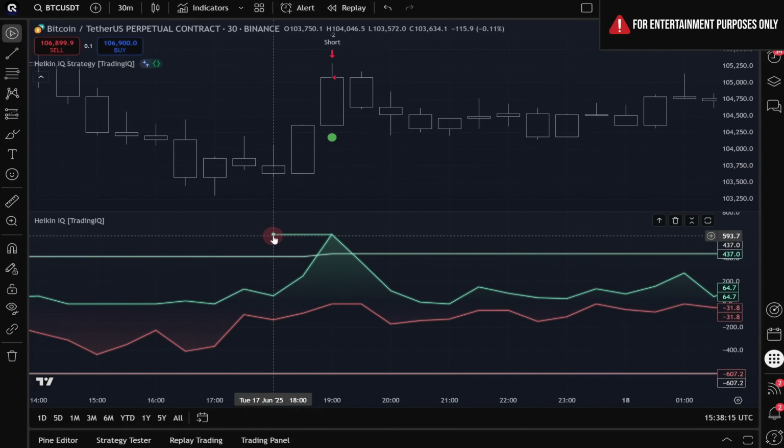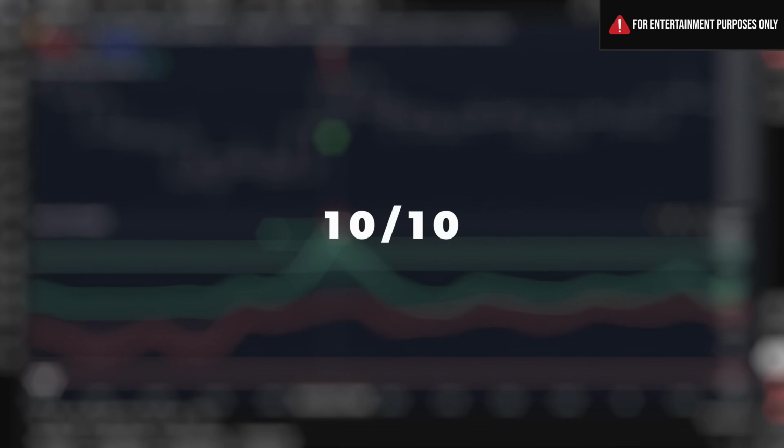And we can see that as soon as this green circle appears here at the peak of this Heiken IQ reading, a short position is taken at the finish of the bar where the signal occurred. This means another perfect execution by Deepseek. And Deepseek will receive a 10 out of 10 for this first challenge.